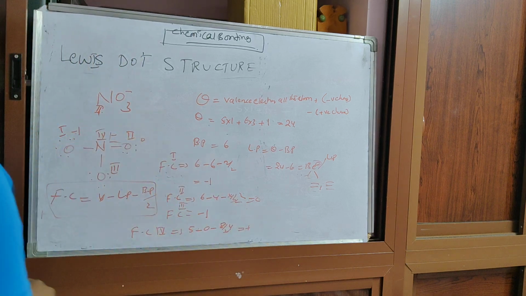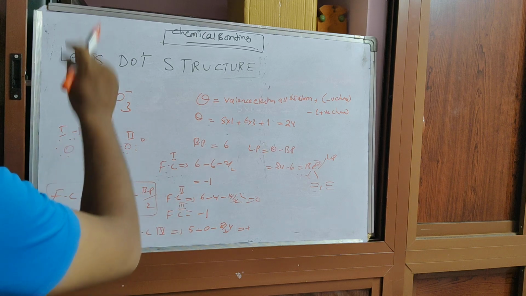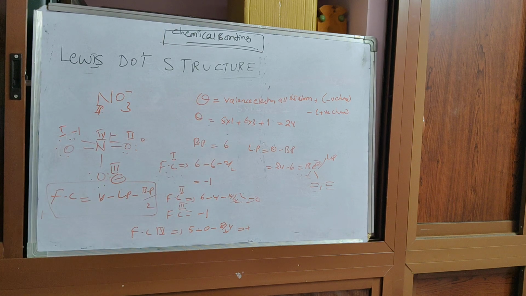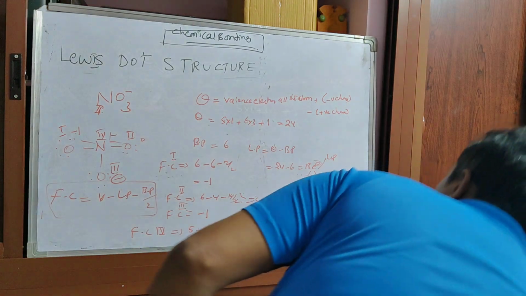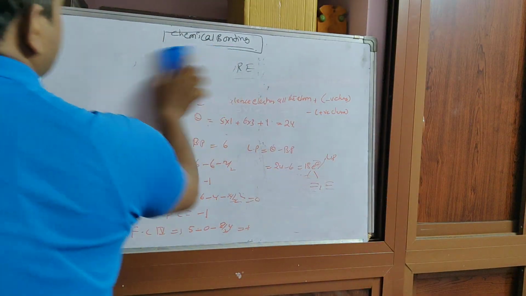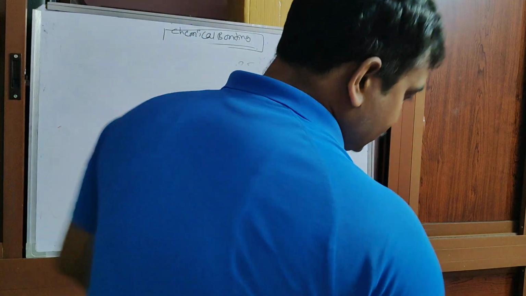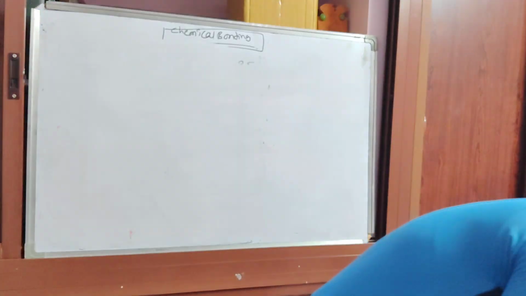This is plus 1. Plus and minus, then it will form a double bond. This oxygen will be bonded to the nitrogen. This is the Lewis structure of the NO3 minus. We can identify it easily. Now close the topic here.